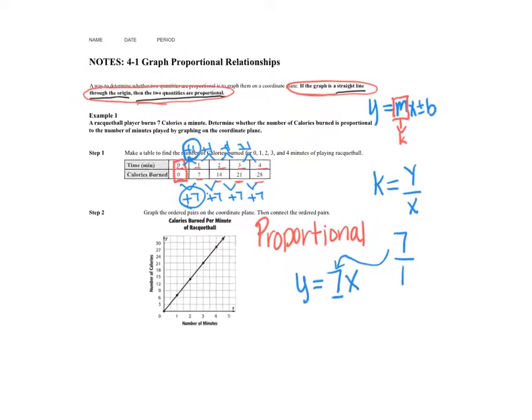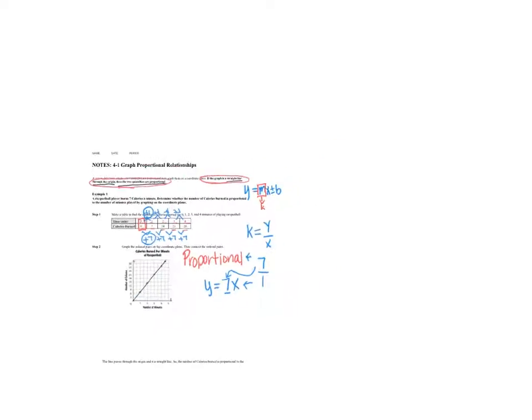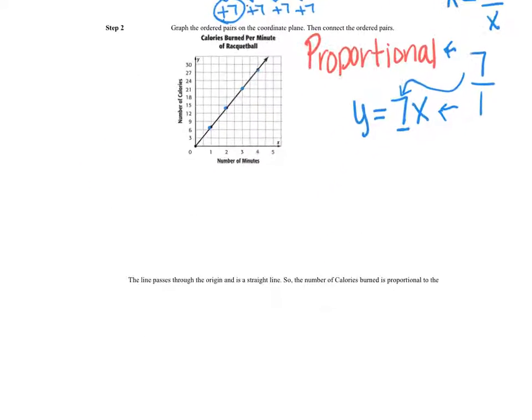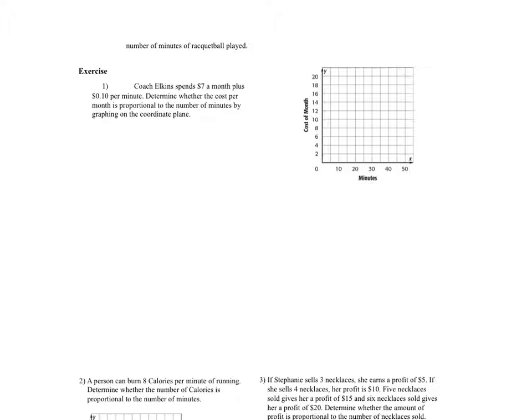Okay, so looking at that, we checked out the graph, or the table. We looked at the graph, we made all of our connections right here with the points. We decided it was proportional, and we wrote the equation for it also. Okay, so that being said, it reads right down here. It says the line passes through the origin and is a straight line, so the number of calories burned is proportional to the number of minutes of the racquetball played. For some reason, it's splitting it up different. It's just the way I downloaded.